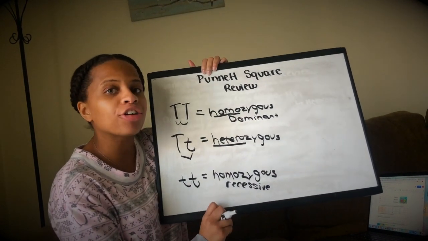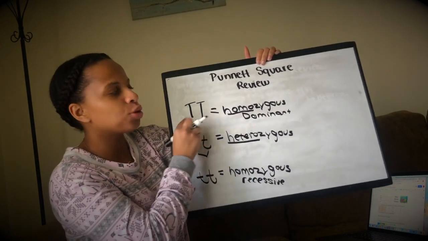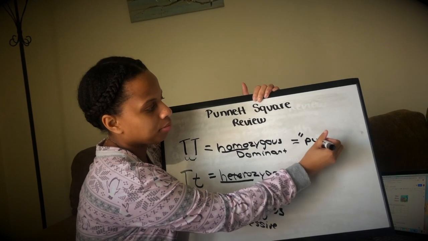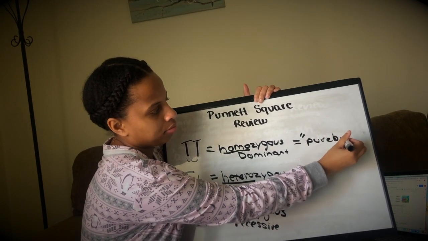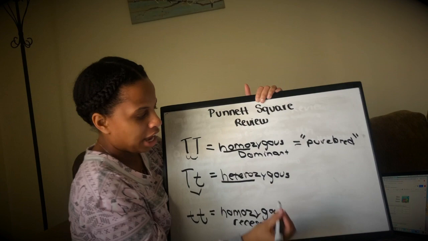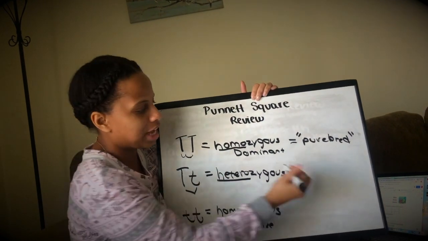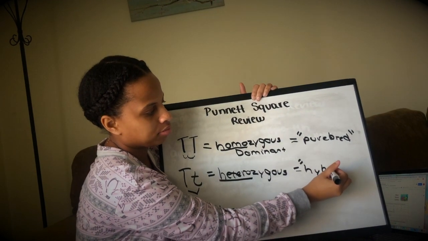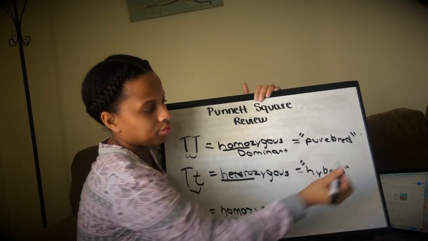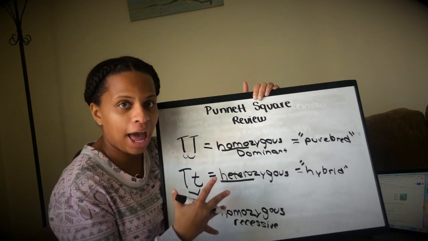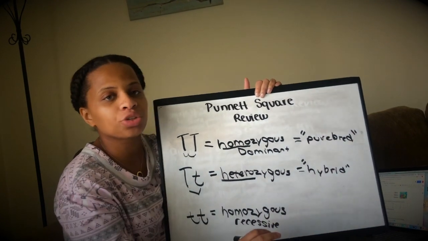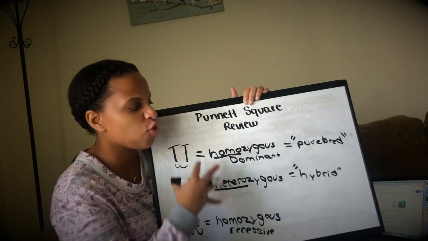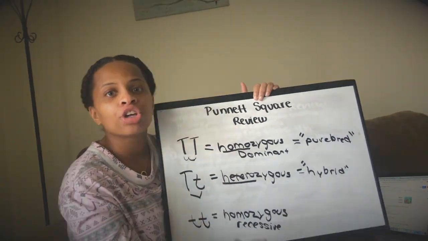Okay? There are other names for these. If you have two of the same, please know that this is also known as purebred. If you have two that are different, heterozygous, this is known as a hybrid. Make sure you're familiar with this vocab, okay? In the next activity that you're going to be doing for tomorrow's lesson, there is a vocabulary section that goes over all of these terms, so make sure you remember.